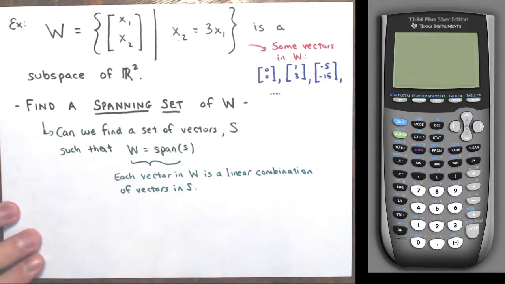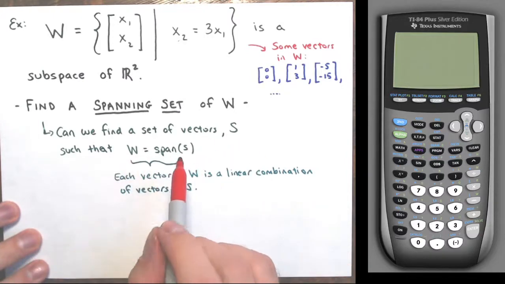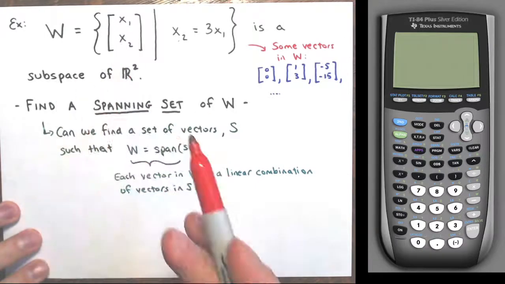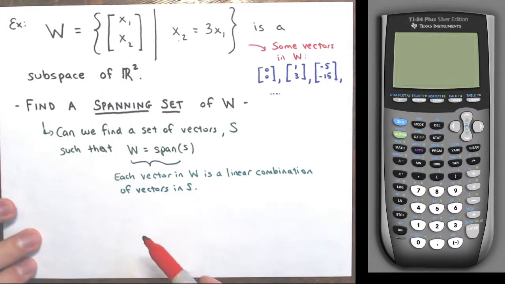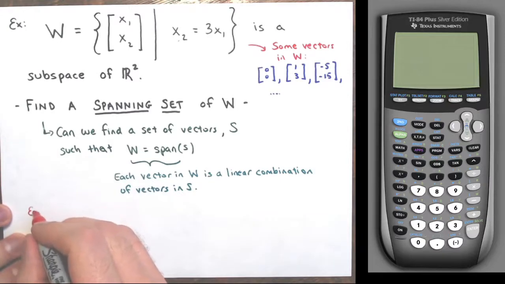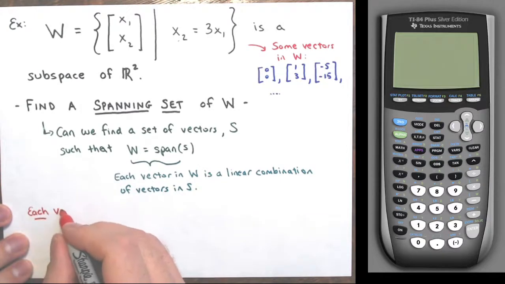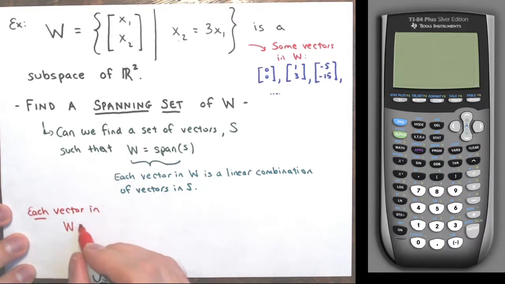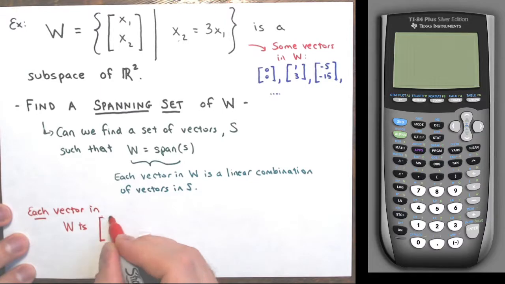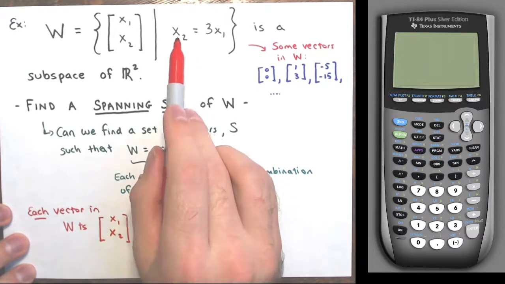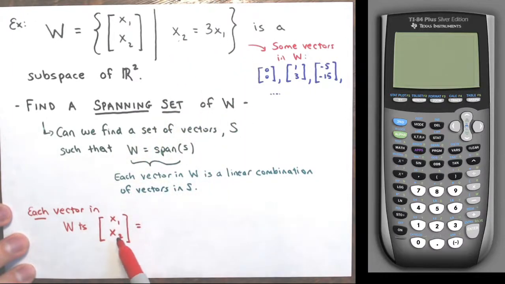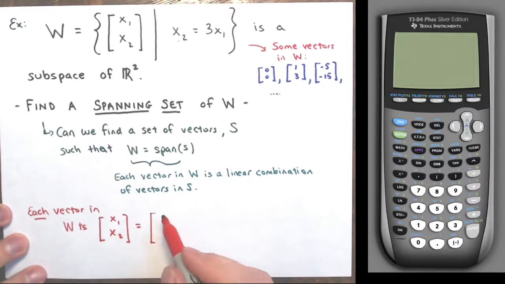All right, so what we're going to try to do is, can I describe the vectors in W as a linear combination of some vectors, right? So each vector in W, every single vector in W looks like this. You have x1, x2, right? But we're given this little equation here. The second component is 3 times the first component. I can replace x2 with 3 times x1.